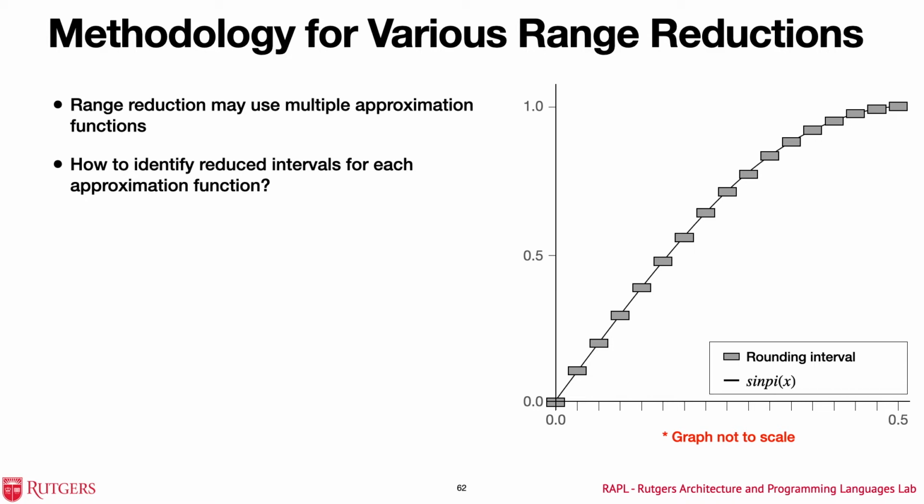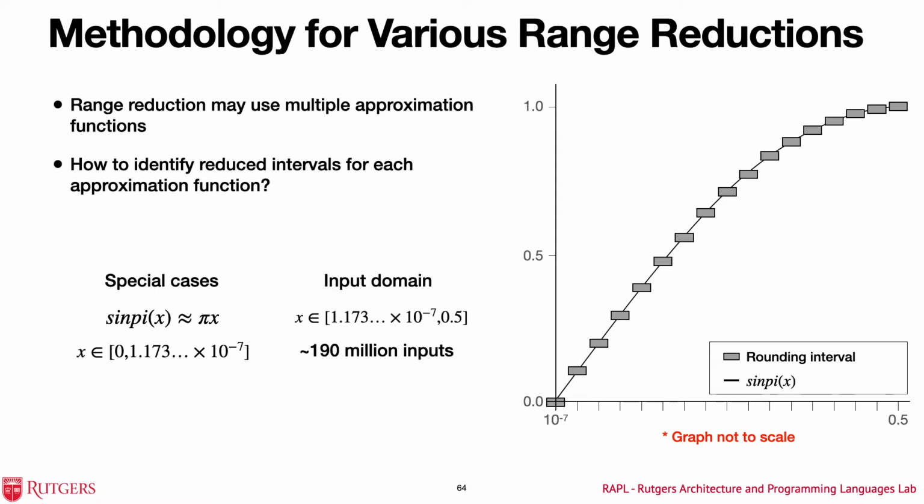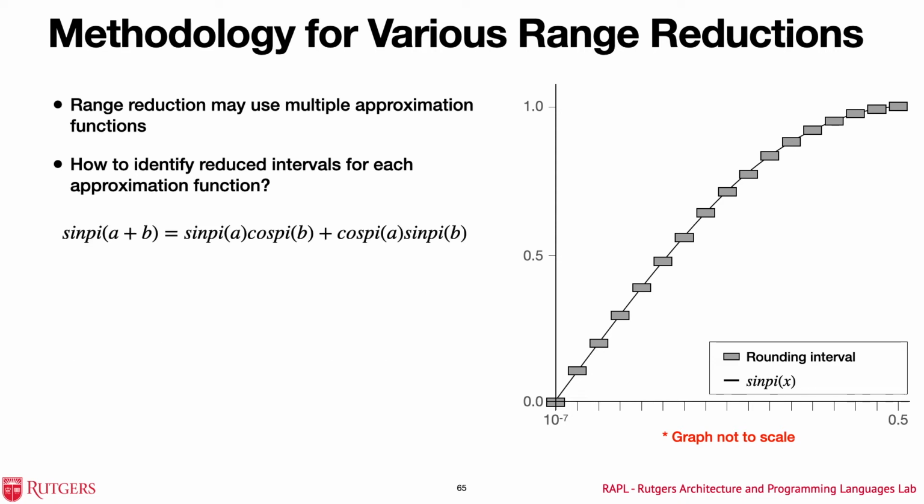For example, consider the sine pi of x function for inputs between 0 to 0.5 on the right side. The first thing that we can do is to filter out some special case inputs. There are inputs near 0 where computing pi times x produces the correctly rounded result. Once you eliminate these special cases, we're left with 190 million inputs ranging from roughly 10 to the power of minus 7 to 0.5. To reduce the input domain even further, we can use this trigonometric identity.